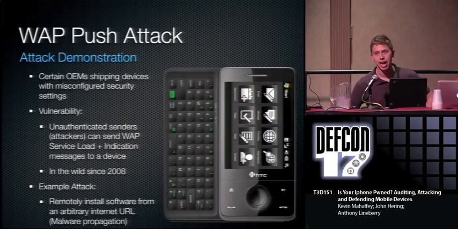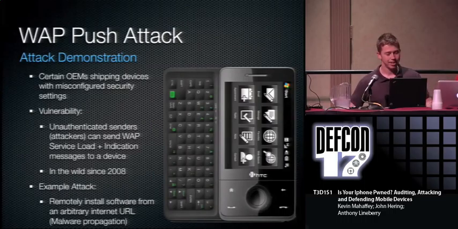This attack has been live in the wild since 2008, and I'm surprised it hasn't gotten more attention than it has. Basically, it allows unauthenticated senders to send service load and service indication messages. Those are either a way to pop up a URL on a target device, or you can literally install an application over the air on a target device with no user intervention. I'll let you, with your devious minds, think about all the wonderful things you could do with that.